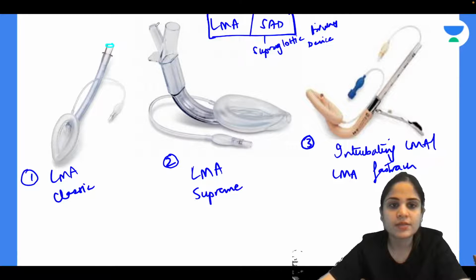All the other LMAs, you can see that there are 2 openings. One is for your airway tube, this one, the bigger one, and the smaller one is for your gastric tube.